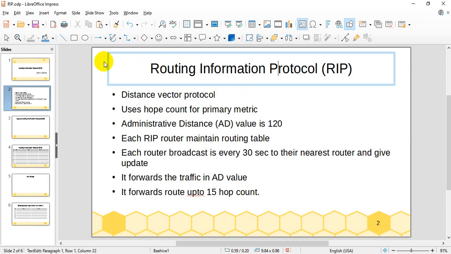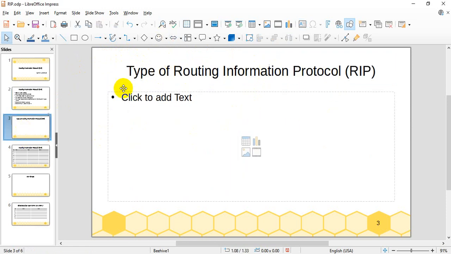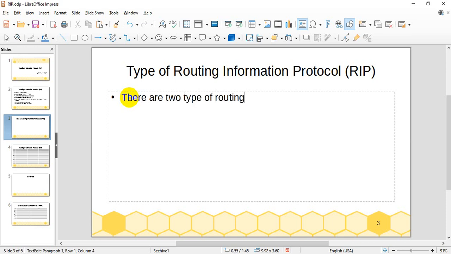And these are some information about the Routing Information Protocol. Further, there are two types of Routing Information Protocol, and they are RIP version 1 and RIP version 2.